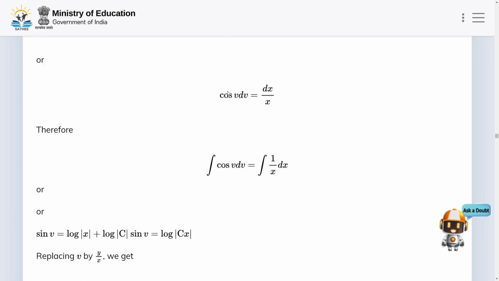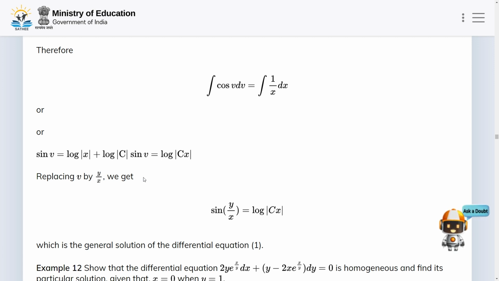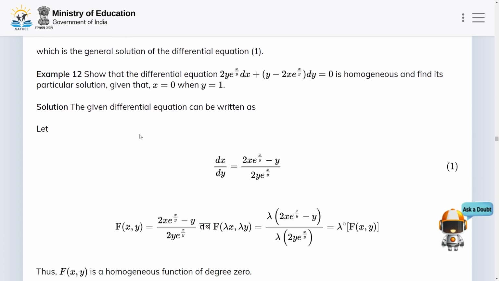Now from here, integrate both sides. You will get sin v on one side and log mod x plus some constant on the other. So as you can see, sin v is equal to log mod x plus some constant. Applying the log property, you will get sin v is equal to log mod cx. Now replace v by y by x, you will get sin (y by x) is equal to log mod cx. This will be your general solution. Clear? Okay.